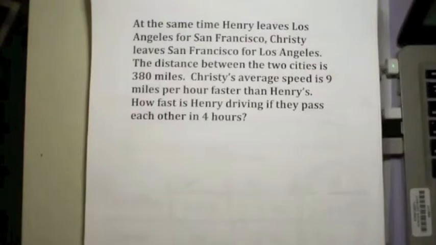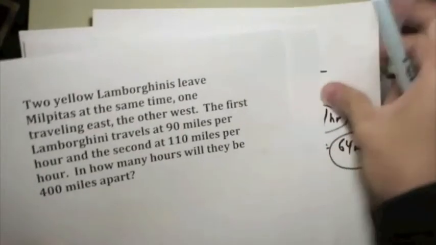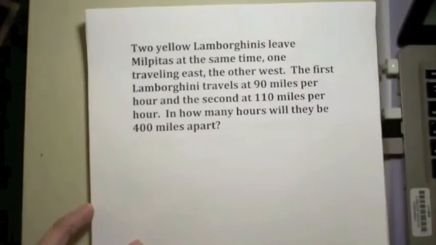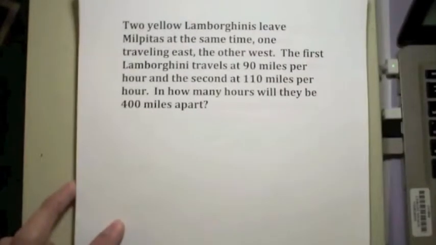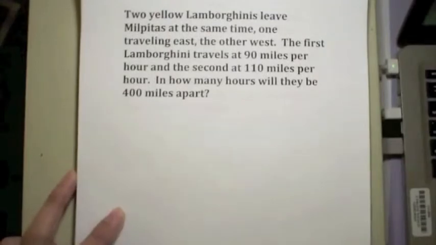Okay, so I have another example for you, just another variation of the problem, but I promise you it will be the same type of setup, so it won't be a surprise. Two yellow Lamborghinis leave Milpitas at the same time, one traveling east, the other traveling west. The first Lamborghini travels at 90 miles per hour and the second one at 110 miles per hour. How many hours will they be 400 miles apart?